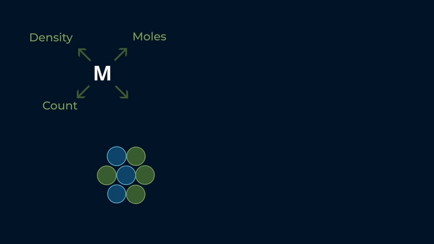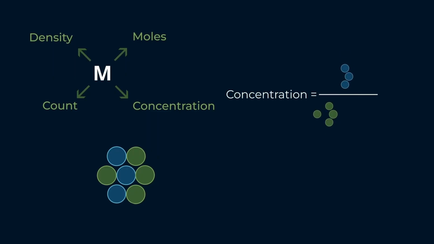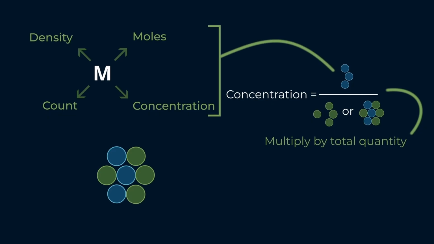If we are working with mixtures, we can use concentration to calculate the associated mass. Concentration is a relationship between the quantity of one component and the quantity of the other components or the whole mixture. To obtain the mass of one component from its concentration, we multiply it by the known total quantity of the other components or the whole mixture and then convert it to units of mass using the relationships we practiced earlier.